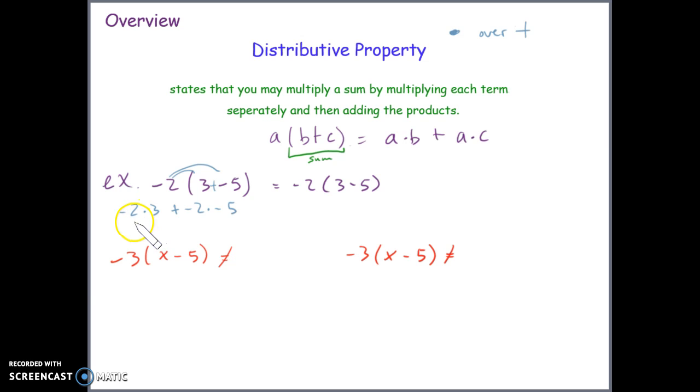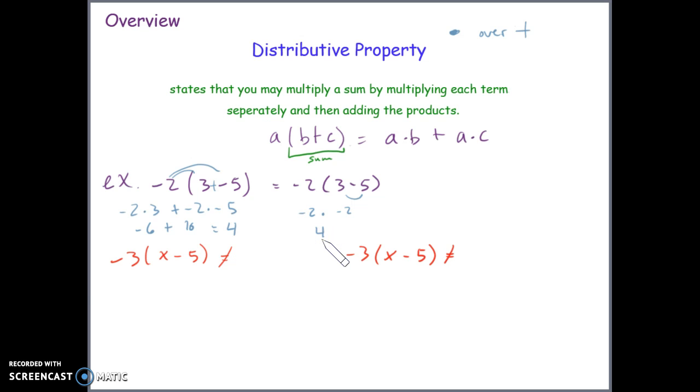So this is what we write when we distribute. And we can go ahead and simplify this further. Negative 2 times 3 is negative 6, and negative 6 plus negative 2 times negative 5 is a positive 10. And we know that negative 6 plus 10 is a positive 4. So when we distribute, we get a positive 4. And then when we simplify over here, using order of operations, we can go ahead and simplify the parentheses down first. So we have 3 minus 5 is a negative 2. We bring down this times negative 2. And negative 2 times negative 2 is a positive 4.